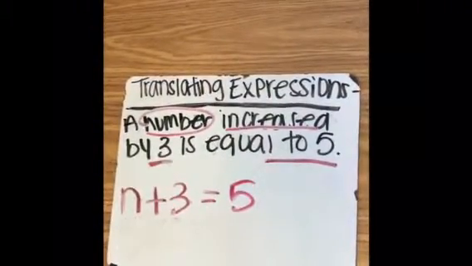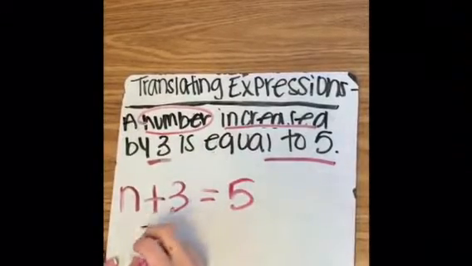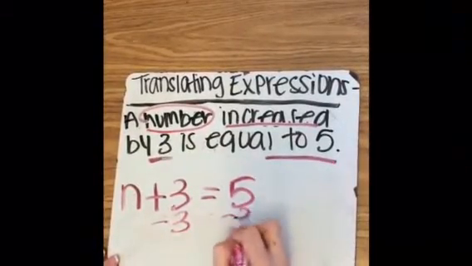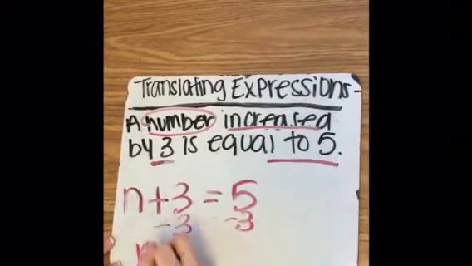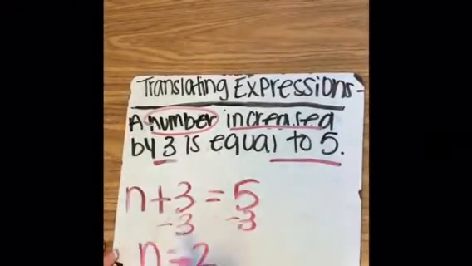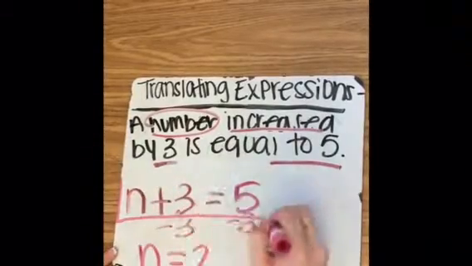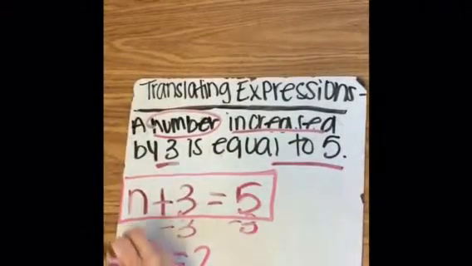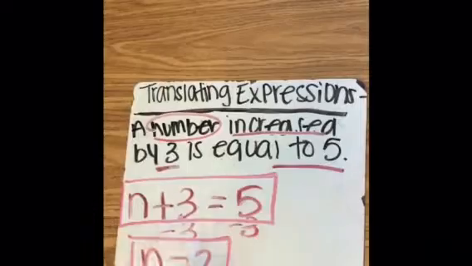So if you were to solve it, you would do minus 3, n equals 2. Now, if you were just to write out the equation, this would be your final answer. But if you were to solve, this would be your answer.